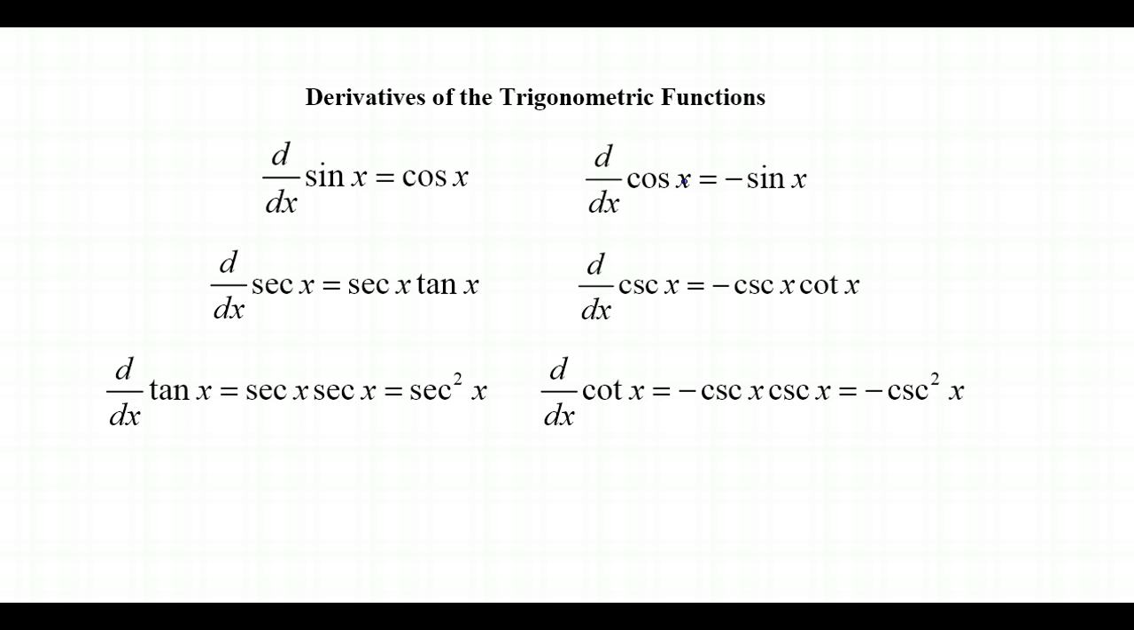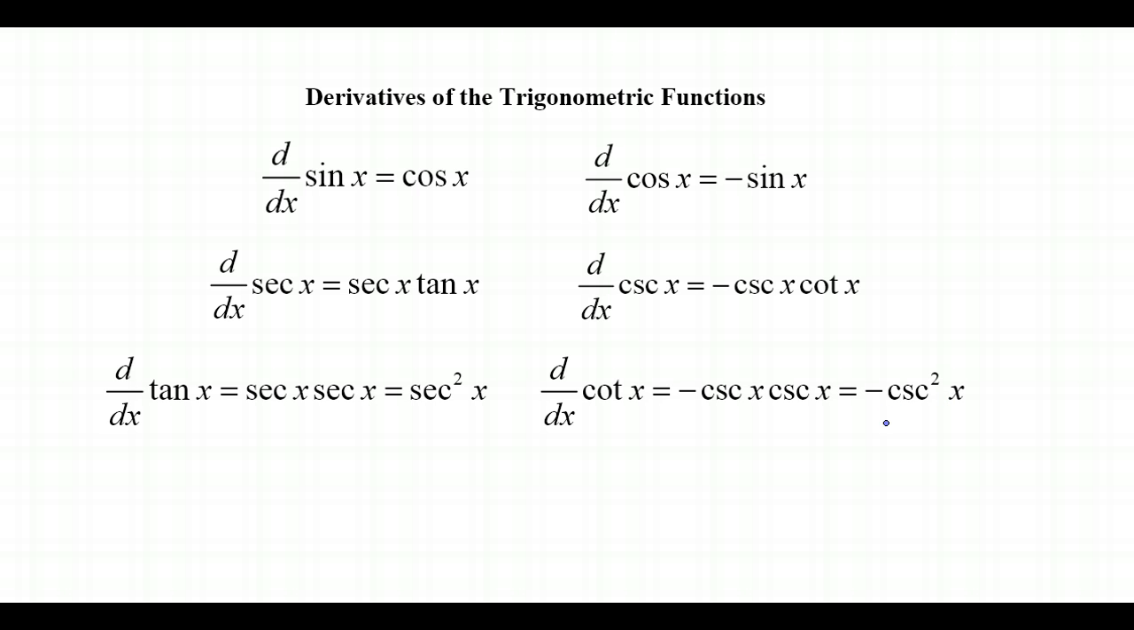The derivative of cosine x is negative sine x. And now we can get into the derivative of secant x. So the derivative of secant x is secant x tangent x, and the derivative of tangent x is secant squared x. And then the derivative of cosecant x is negative cosecant x cotangent x, and the derivative of cotangent x is negative cosecant squared x.